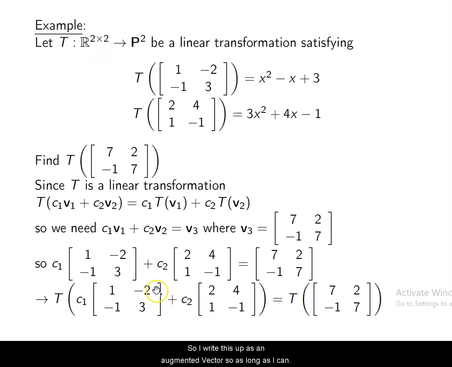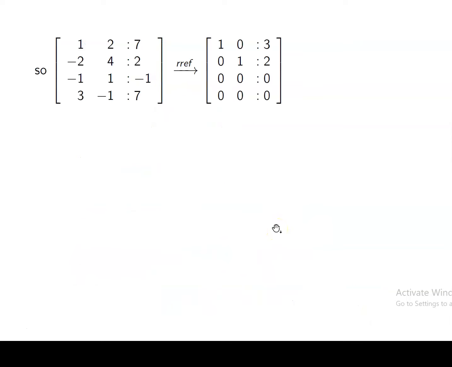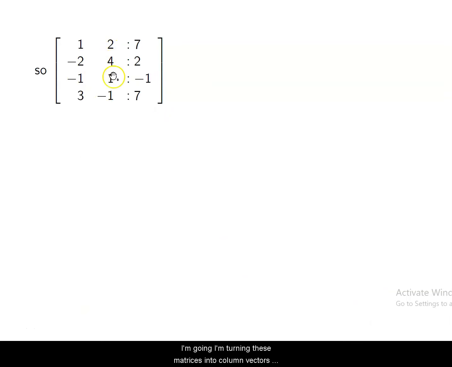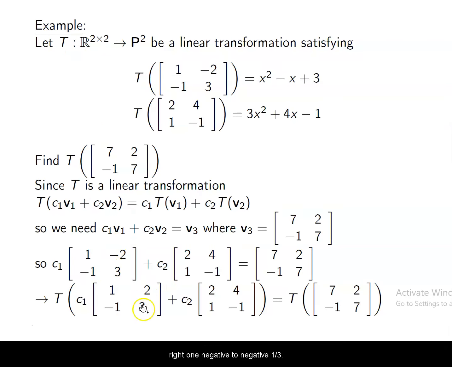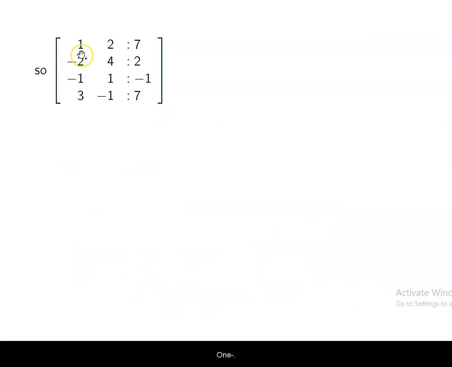So as long as in the way that I do this, right? If this is my first entry, second entry, third entry, fourth entry, I need to make sure that's true for these as well, right? So my column vectors are 1, -2, -1, 3. So I'm zigzagging this way because that's kind of the standard way that we do that, right? So when I make this augmented matrix, I'm turning these matrices into column vectors, right? 1, -2, -1, 3. So I turn them into column vectors.